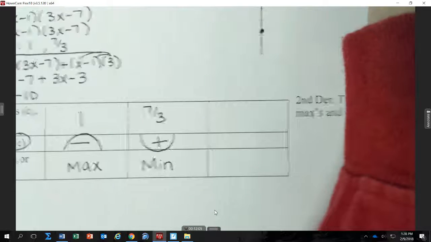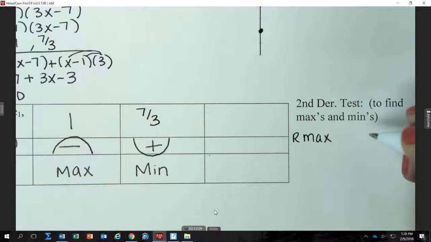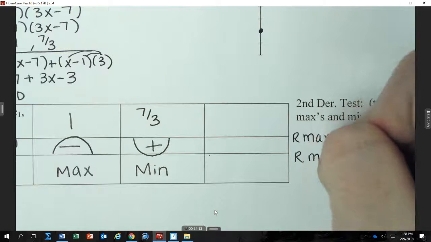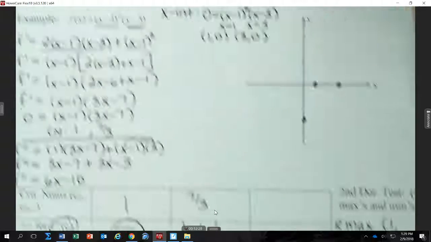All right, so we just determined that we have a relative max at 1 comma something, and we have a relative min at 7/3 comma something. How do I get my y values for the max and the mins? Abby, where would I plug in 1 and 7/3? Good, into the original function.